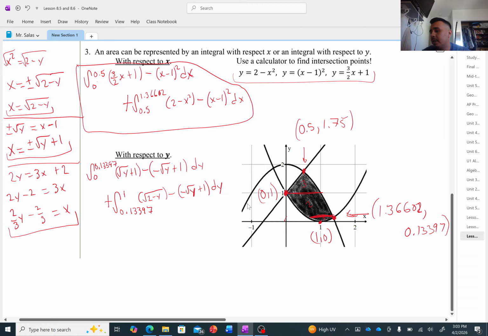Okay, let's go over the next one. My next integral, because we already did the second one, let's do the third one. So it's going to be a plus. Don't worry, on your AP exam, you will not see anything like this.